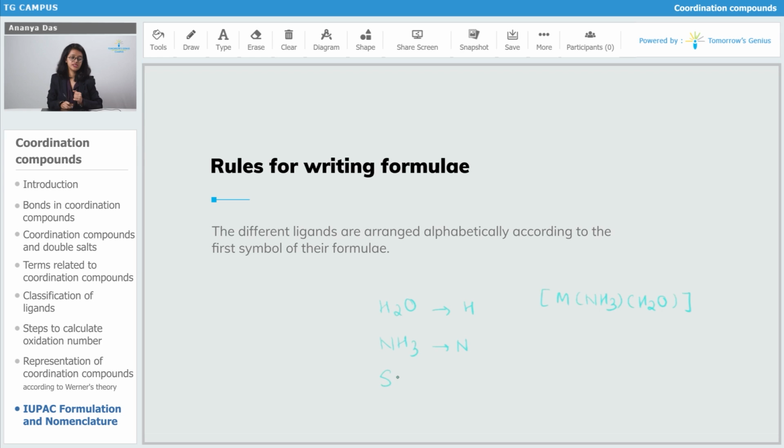Similarly, if you have SCN, then the symbol of SCN will be S. If you have OH negative, the symbol of OH negative will be O. And if you have any hydrocarbons and carbon compounds, then their symbol will be C.